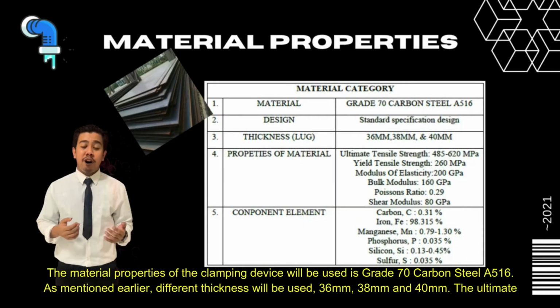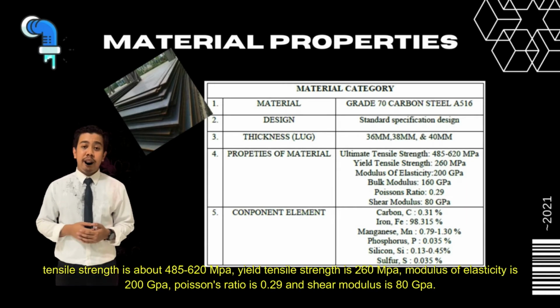The material that will be used for the clamping device is grade 70 carbon steel A516. As mentioned earlier, different thicknesses will be used: 36 mm, 38 mm and 40 mm. The ultimate tensile strength is about 485 to 620 MPa, yield strength is 260 MPa, modulus of elasticity is 200 GPa, Poisson's ratio is 0.29 and shear modulus is 80 GPa.